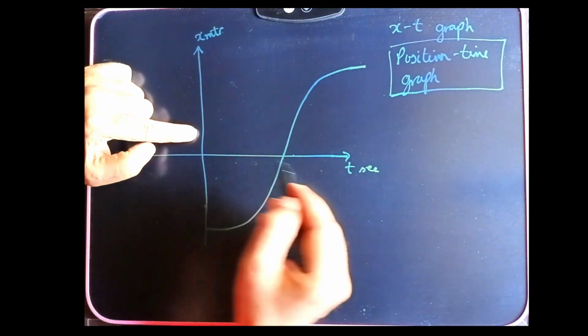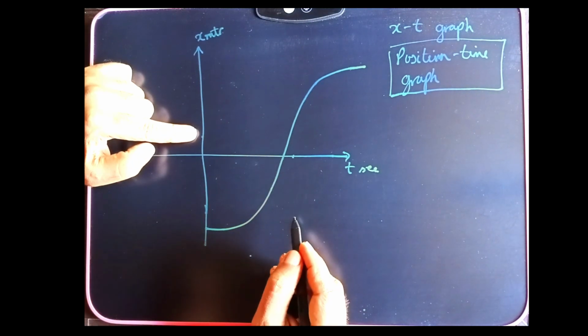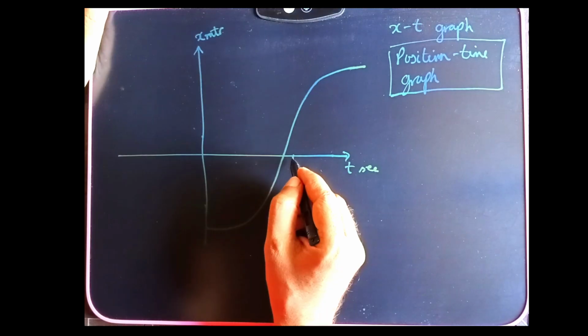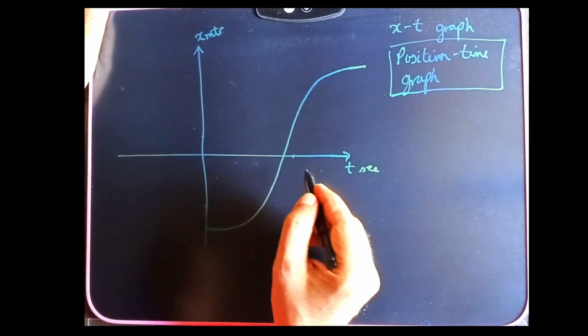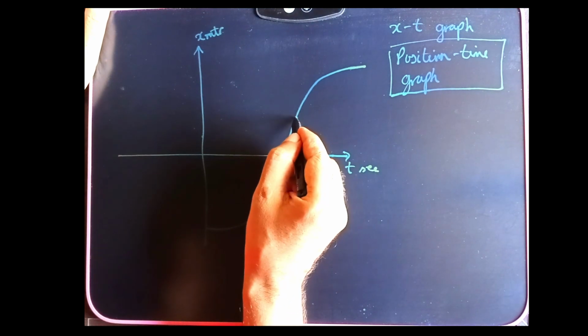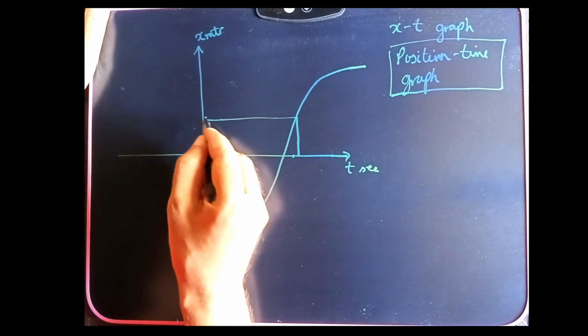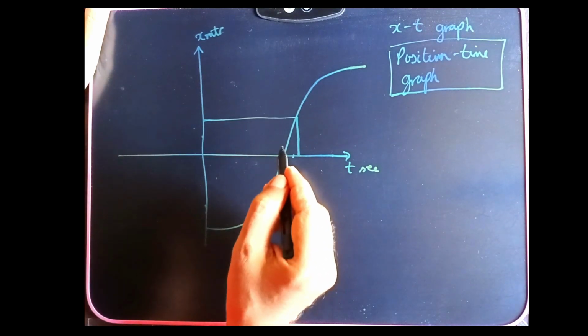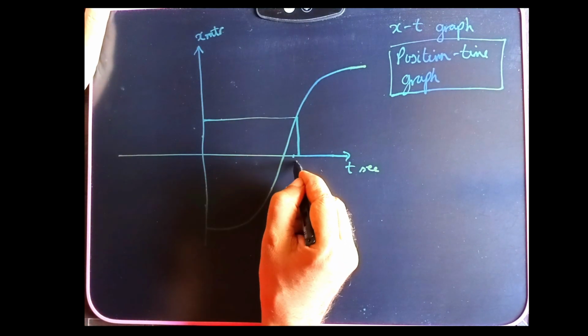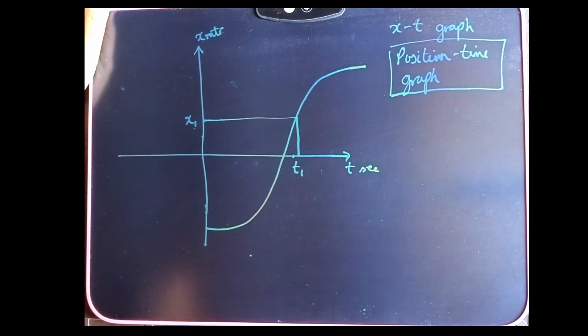So at any given time, we can find where the position of the particular object or the particle is. Right. For example, if I want to find out the position of the object at this particular time, then I can draw a line parallel to the x-axis, and I will know what will be the position of the particle at this particular time. If this time is t1, then this position can be called x1. Okay.